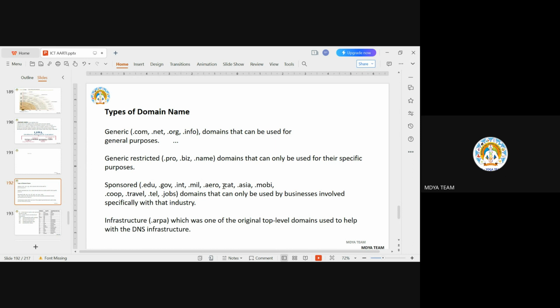Okay. Aero, cat, asia, mobi, coop, travel, tel, jobs. These are all business domains, for business purposes. Infrastructure is .arpa. ARPA, we have discussed now, ARPANET. So this is the original top level domain, used to help with the DNS infrastructure.